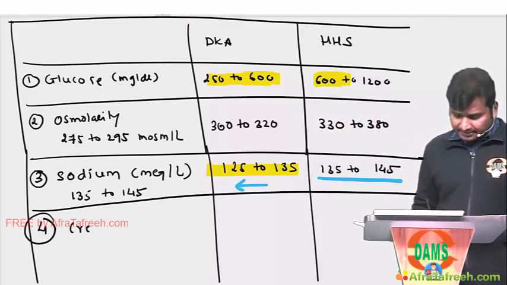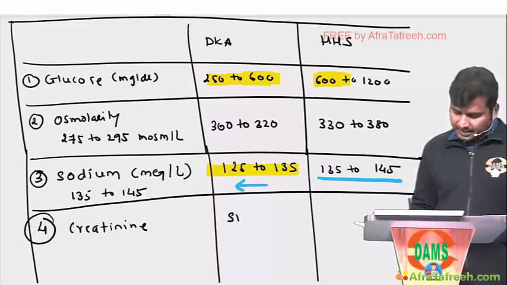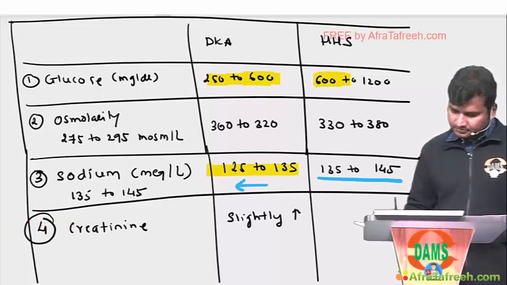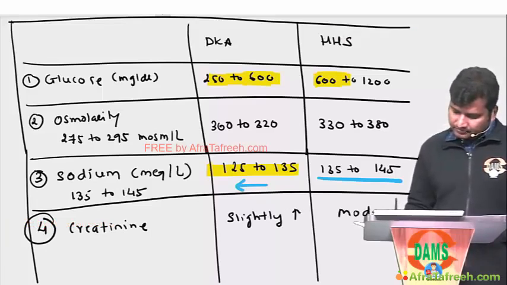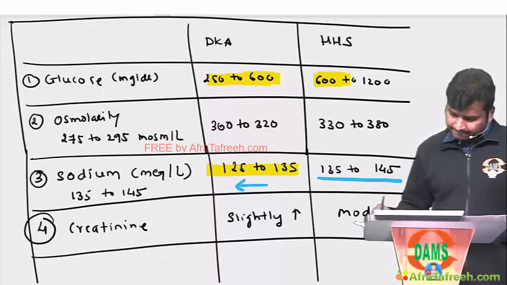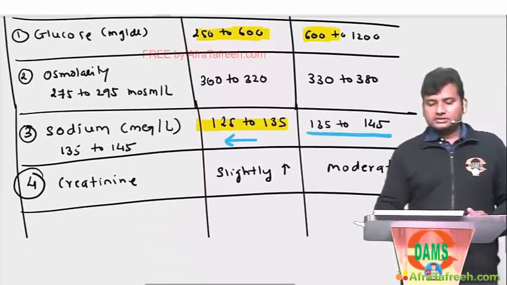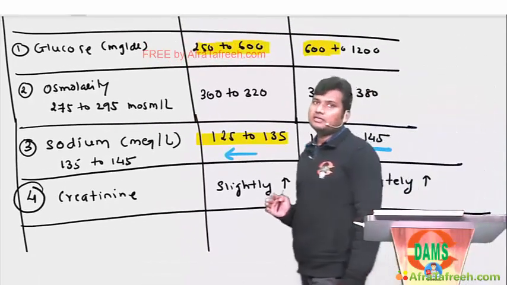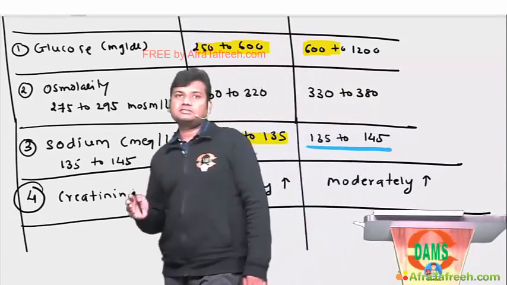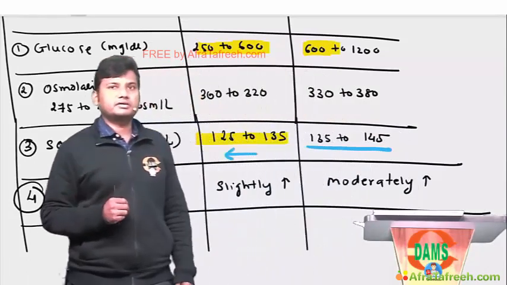Serum creatinine slightly increases, and here it is moderately increased. Okay, so serum creatinine will increase in both. Why? What is the reason for the increase in serum creatinine?